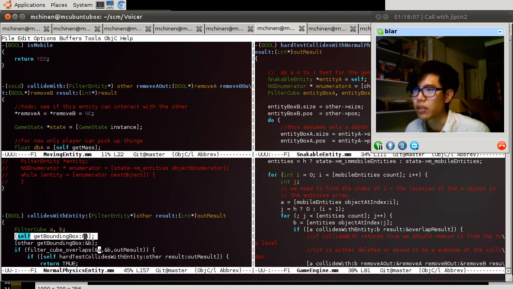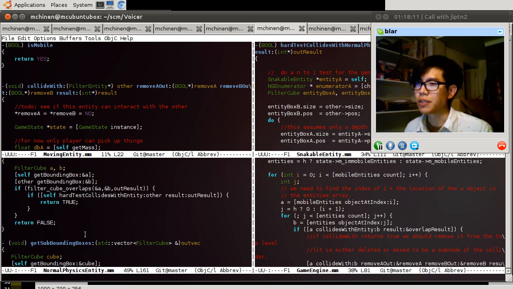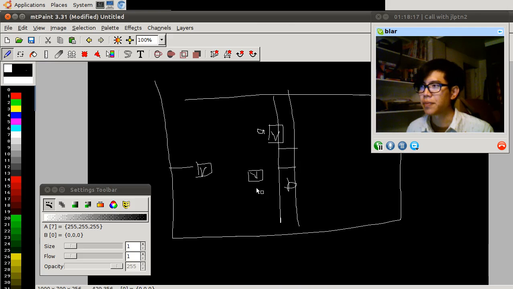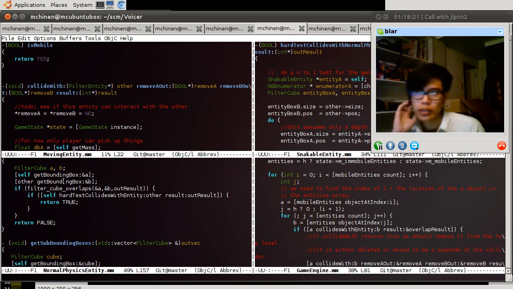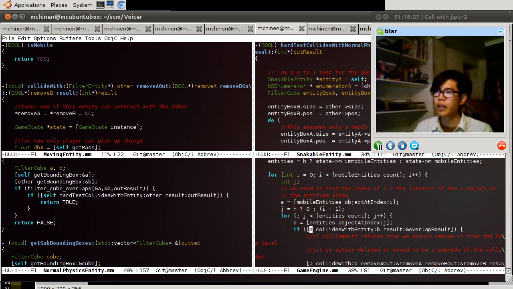Okay. So A is going to be that guy, and B is going to be this guy. And our get bounding box is the same for both, is not the same. Good question. Let's look at belt entity.